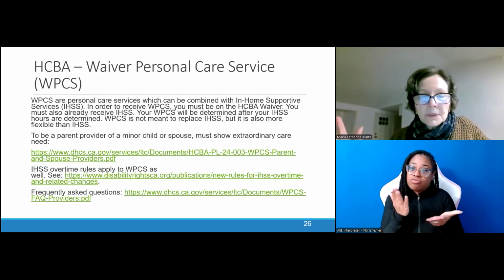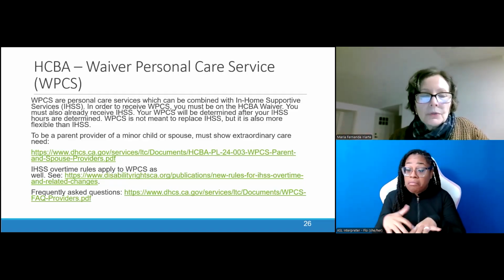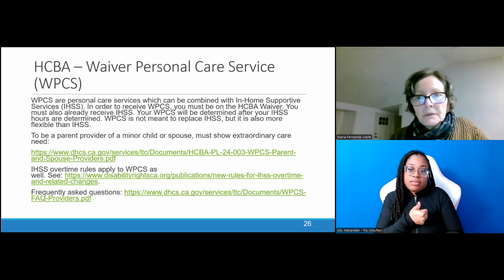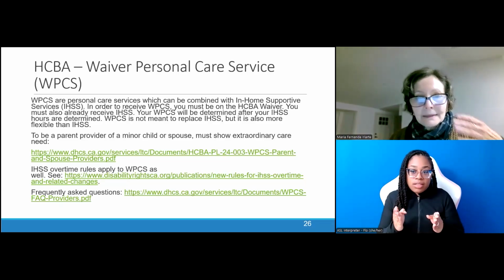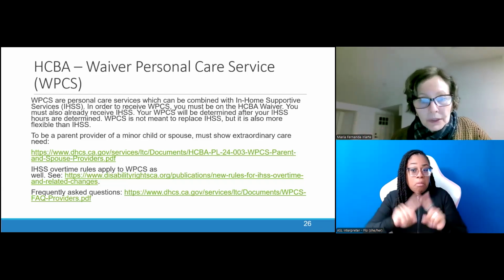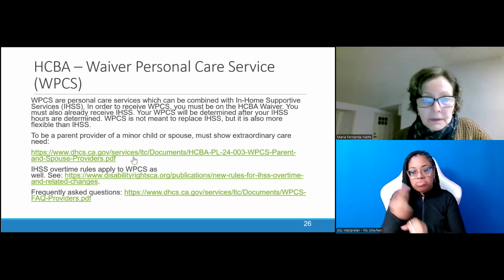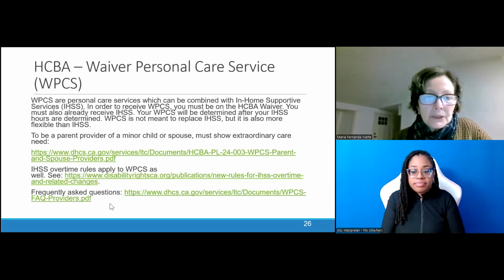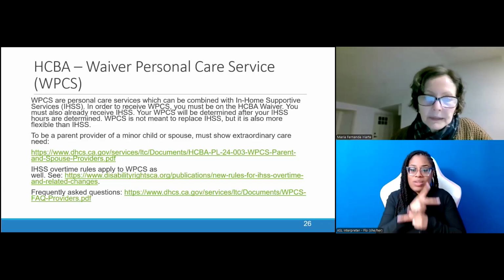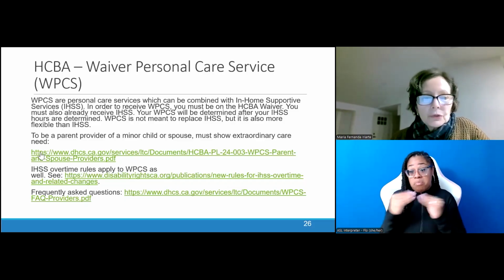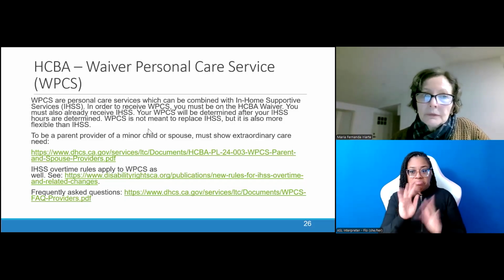So if all goes well, then I can use someone who doesn't have the license that I need, but can do the work. I've seen that being used in this scenario. There's more information on waiver personal care services, frequently asked questions. If you want more information on this, you can go here. But remember, this is only for this waiver.